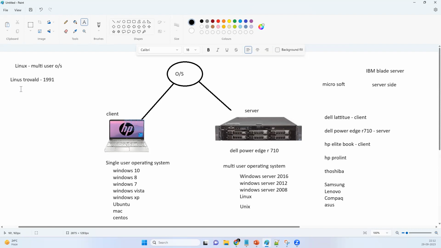His mentor asked him to create a new OS. With the help of Unix, he created a new OS called Minix. The OS name is Minix OS, created with the help of Unix OS. But Minix had some limitations.